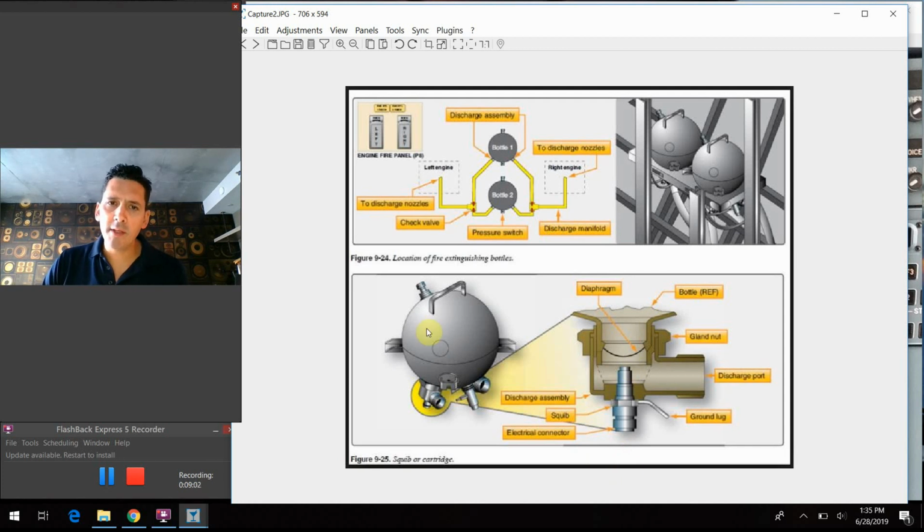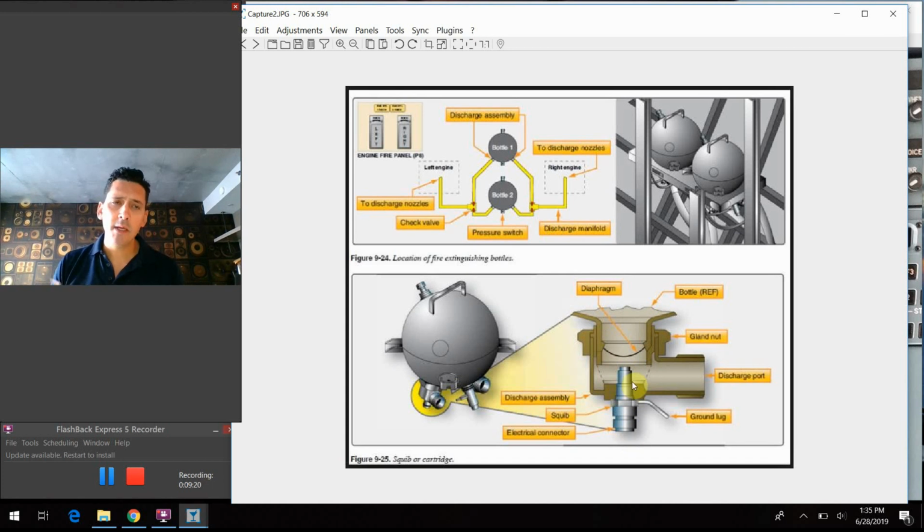So you have the extinguishing agent that resides, waiting under really high pressure in this bottle here. And after we've armed the system, if we determine we need to fight a fire, we have a means of discharging this agent into the engine area. That's what this squib's job is, to allow for that to happen.